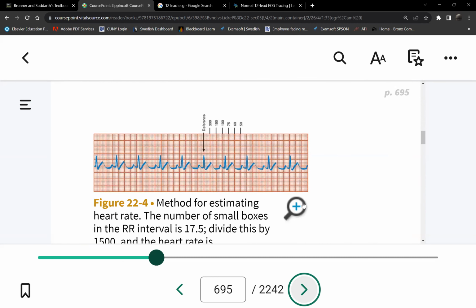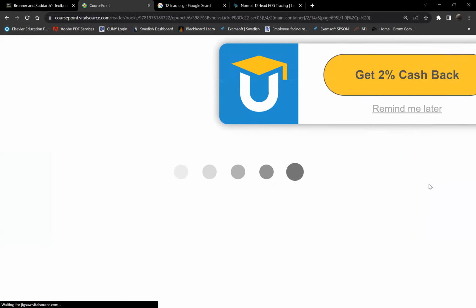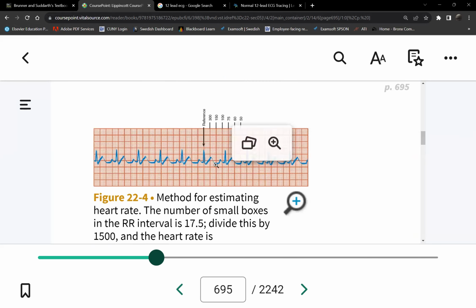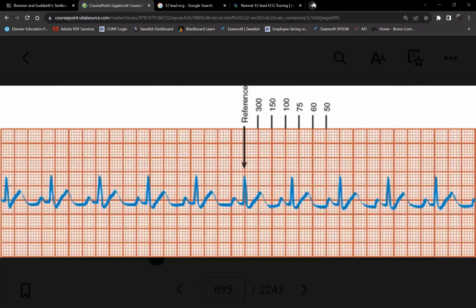So let's use this as an example. Now, regardless of the method you use, and I don't know what method you will use, you're always free to use whatever method. It's just a matter of choice. Now, a 6-second strip usually is about this long on an actual paper. So it's about this long. That's a 6-second strip. So how long will a 60-second strip be?